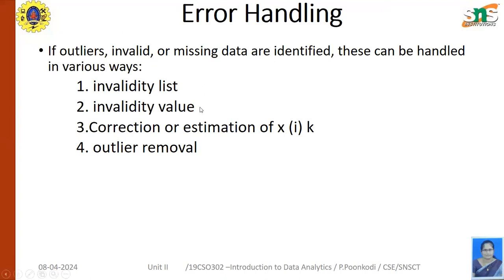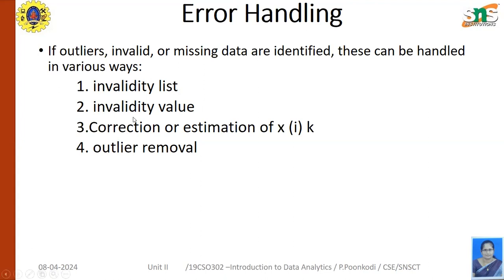Error handling: if outlier, invalid or missing data are identified in a given data set, then how could it be handled? It could be handled in various ways. There are four ways we can handle the errors identified during data pre-processing. First one is invalidity list. The invalidity list means the list may contain invalid data, so that due to that invalidity, it may cause inaccuracy in the output result.